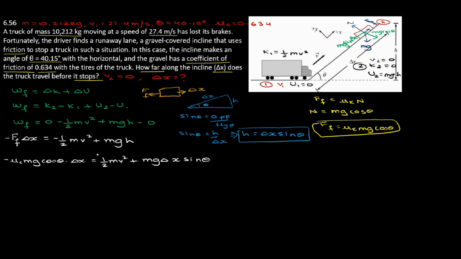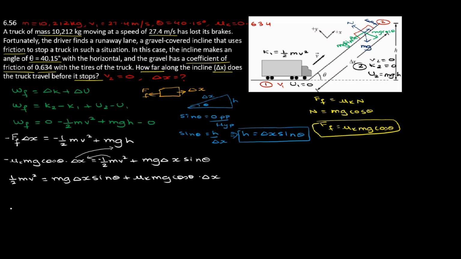So let's move all the terms with delta x together. I have delta x here. I will move mu k mg cosine theta to the left hand side. And I will move half mv squared to the right hand side. So minus half mv squared, when I move it to the other side, becomes half mv squared, plus mg delta x sine theta. This term over here was negative. When I move it to the other side, it will become positive: mu k mg cosine theta times delta x.